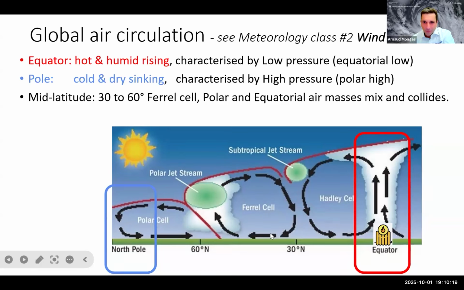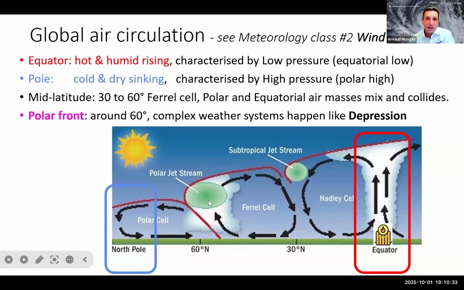If you look carefully at this cell in the middle, you will see that the weather on the left is very different to the weather on the right, okay? On the left, you got a big cloud, and on the right, it's pretty clear. So what does it mean? On the left, we have what we call the polar front, okay? This is where the complex weather systems happen, like depressions or big lows, and this is the topic of today.